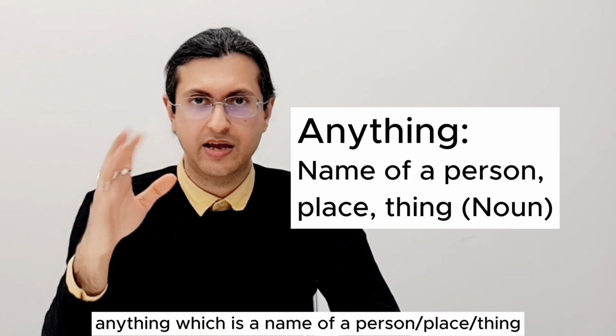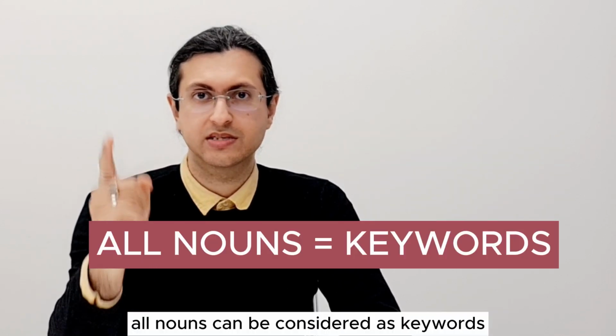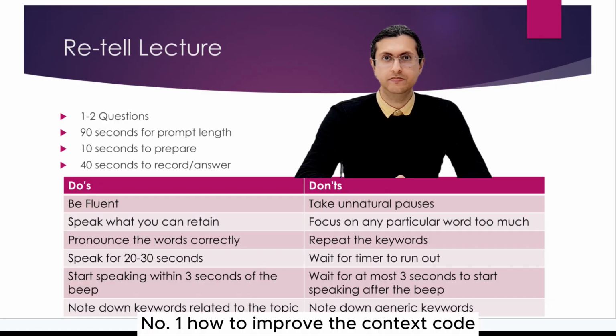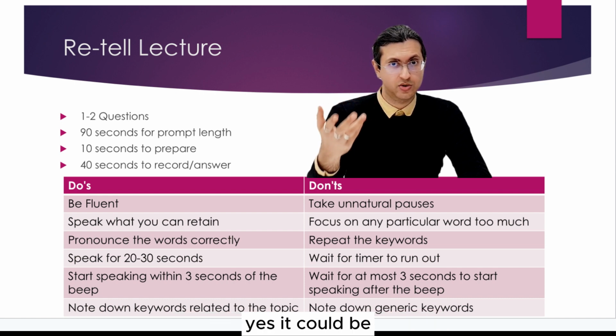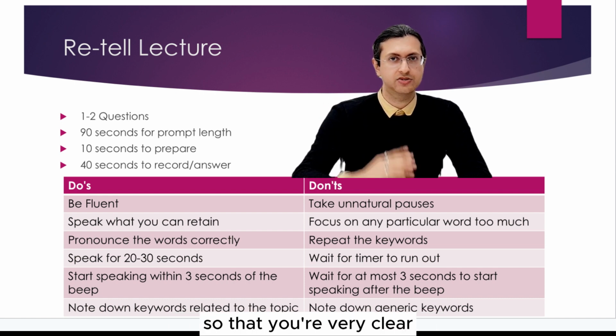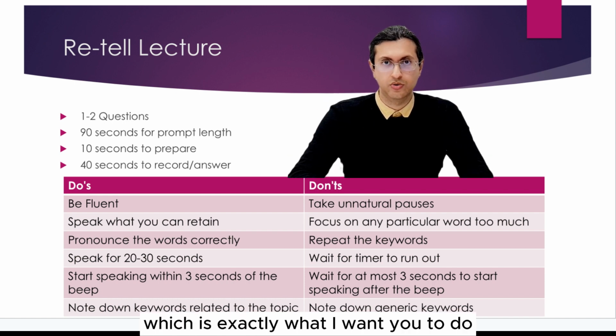Anything which is a name of a person, place, thing, it's called a noun. All nouns can be considered as keywords. Number one. How to improve the content score? If you just speak the keywords, will it be enough? Yes, it could be, but let me explain a bit in detail so that you are very clear and you follow it in the real exam, which is exactly what I want you to do.